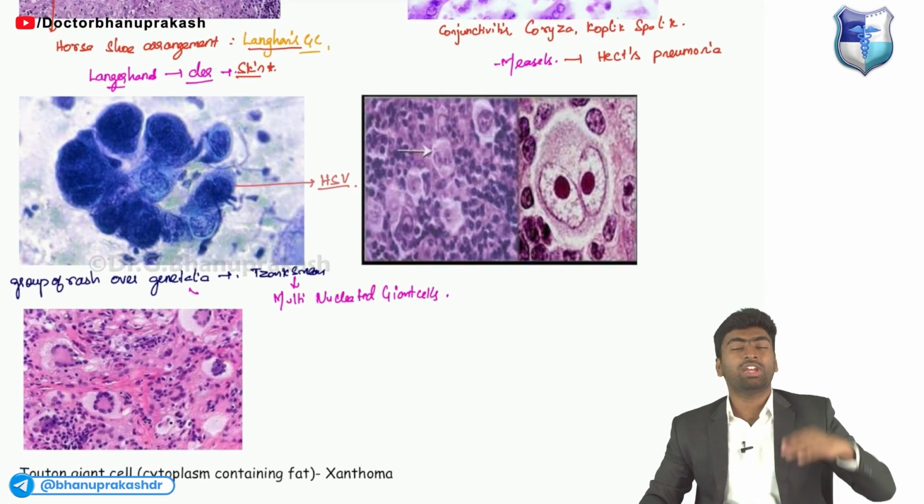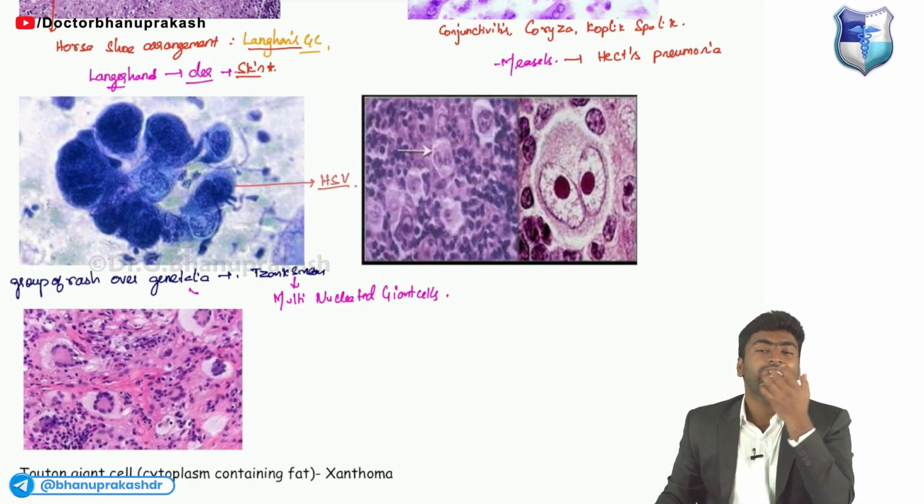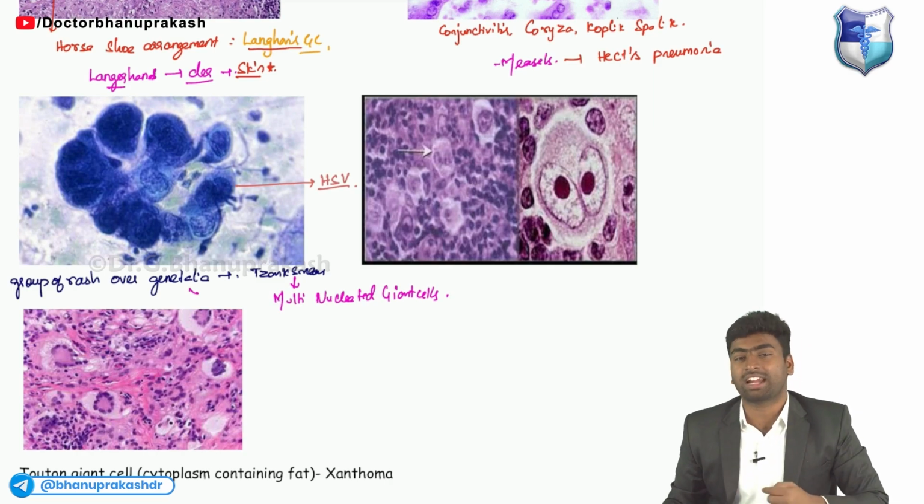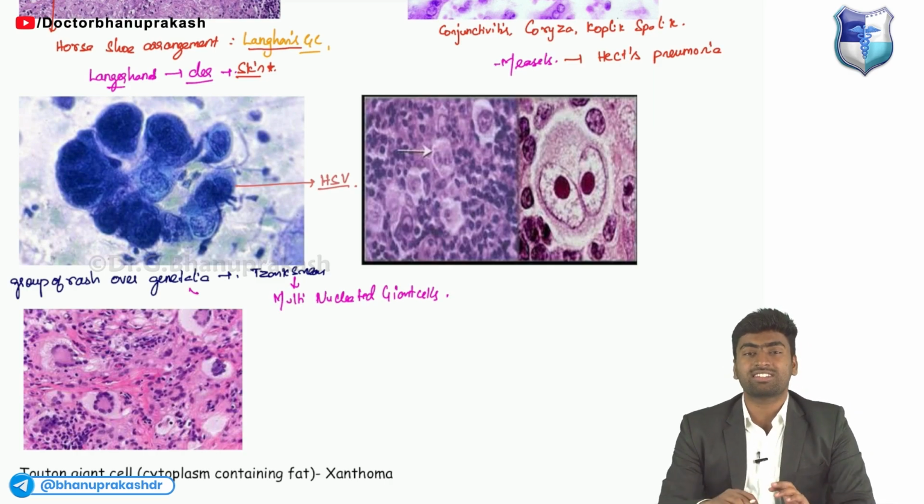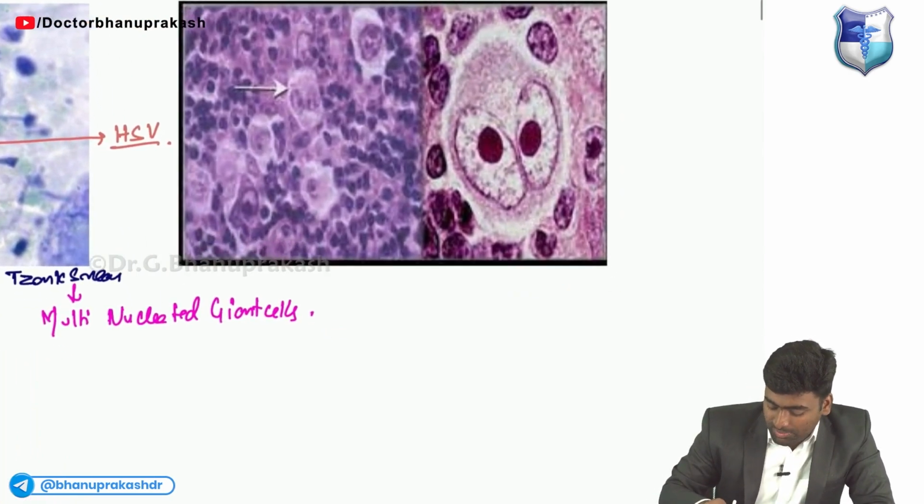So there are two HSVs, one is above the waist, and the second is below the waist. The one above the waist, HSV1, causes herpes labialis, whereas HSV2 causes sexually transmitted infections. That's it, guys. Next one is about the owl eye appearance.